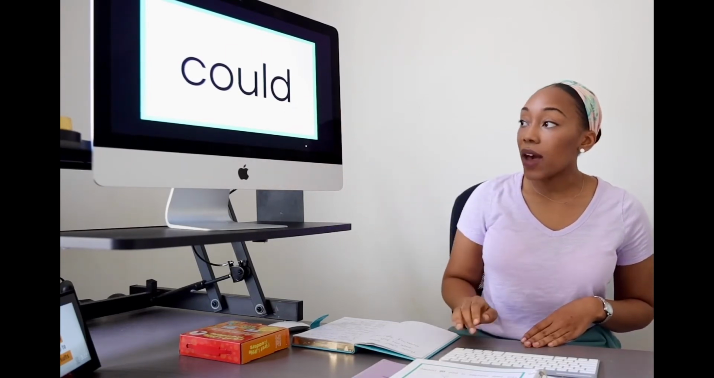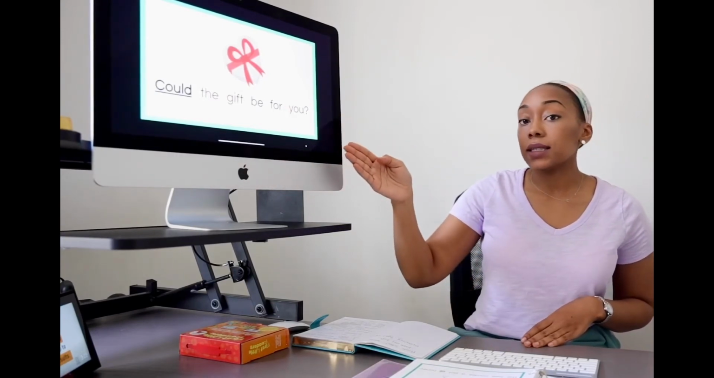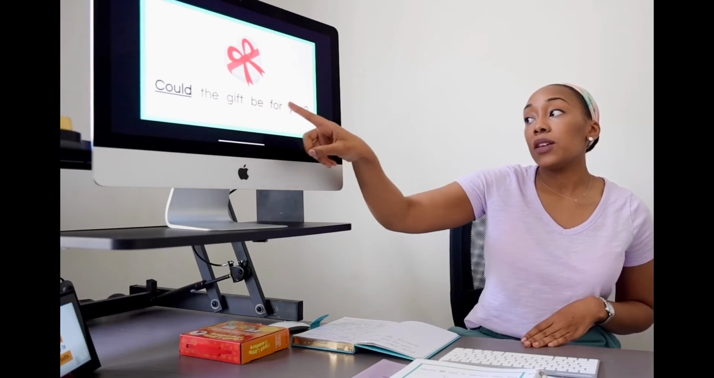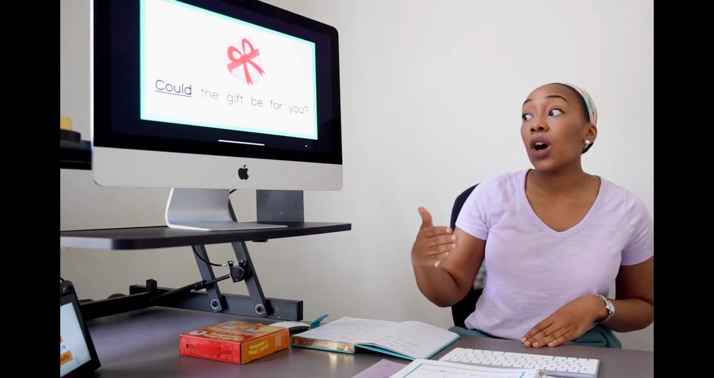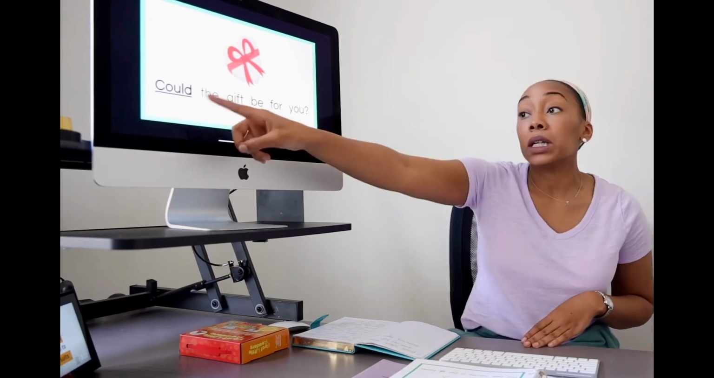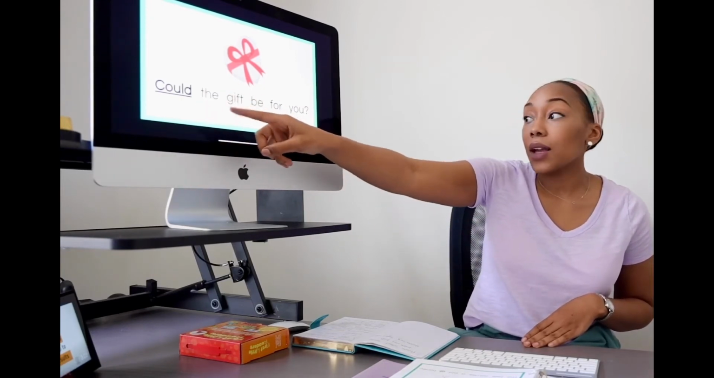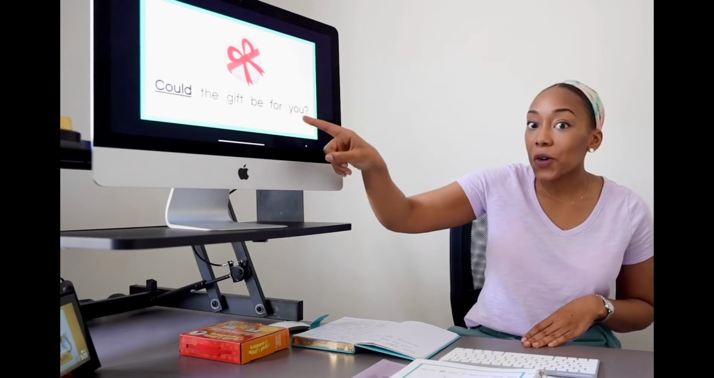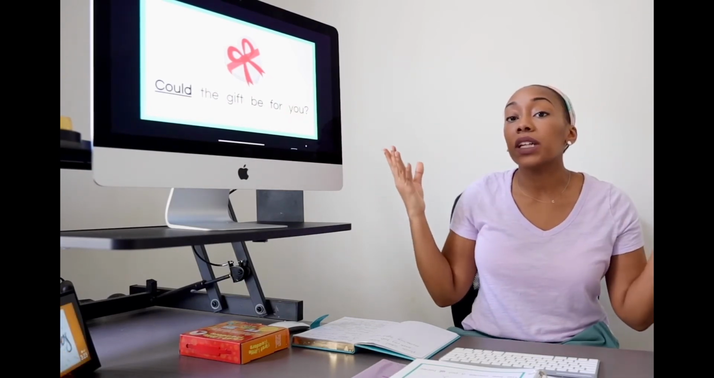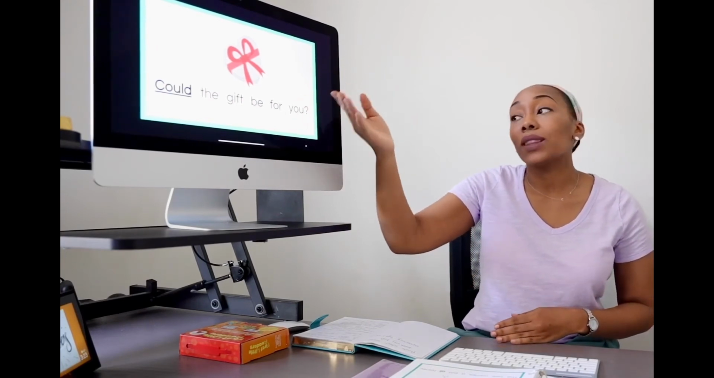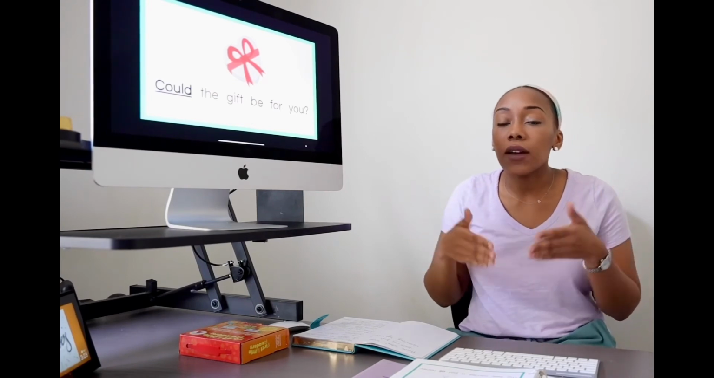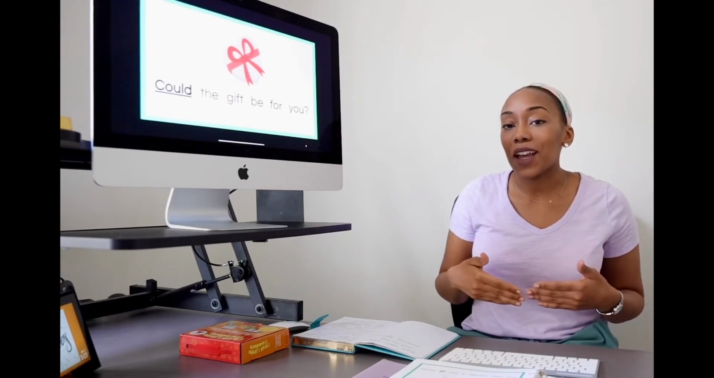And now the child will have an opportunity to practice that sight word in a sentence. Could the gift be for you? I just want to let you know, this sentence is mostly made up of other sight words that are also in the program. Could is a sight word, the is a sight word, be is a sight word, for is a sight word, and you is a sight word. So the child's mind is now freed up to actually comprehend what the sentence is saying and not so focused on trying to sound out every single letter and sound of the sight words, okay?